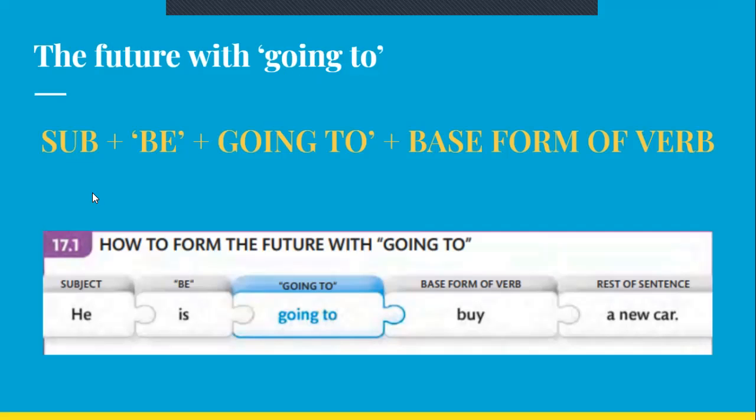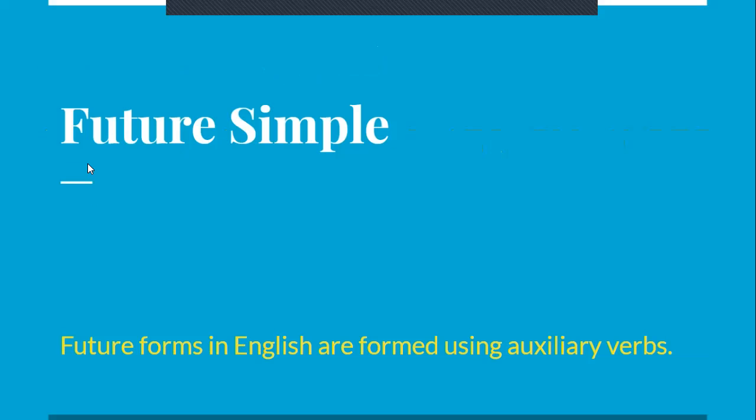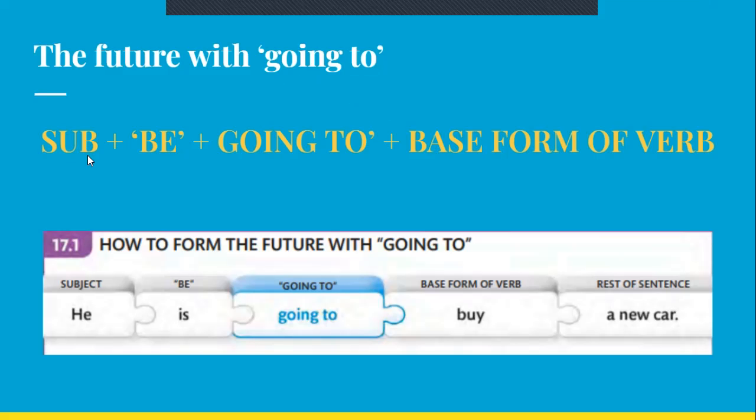इसको फॉर्म करने का तरीका है: सब्जेक्ट प्लस बी प्लस गोइंग टू प्लस बेस फॉर्म ऑफ द वर्ब. He is going to buy a new car. So subject plus be plus going to plus base form of the verb plus the rest of the sentence.